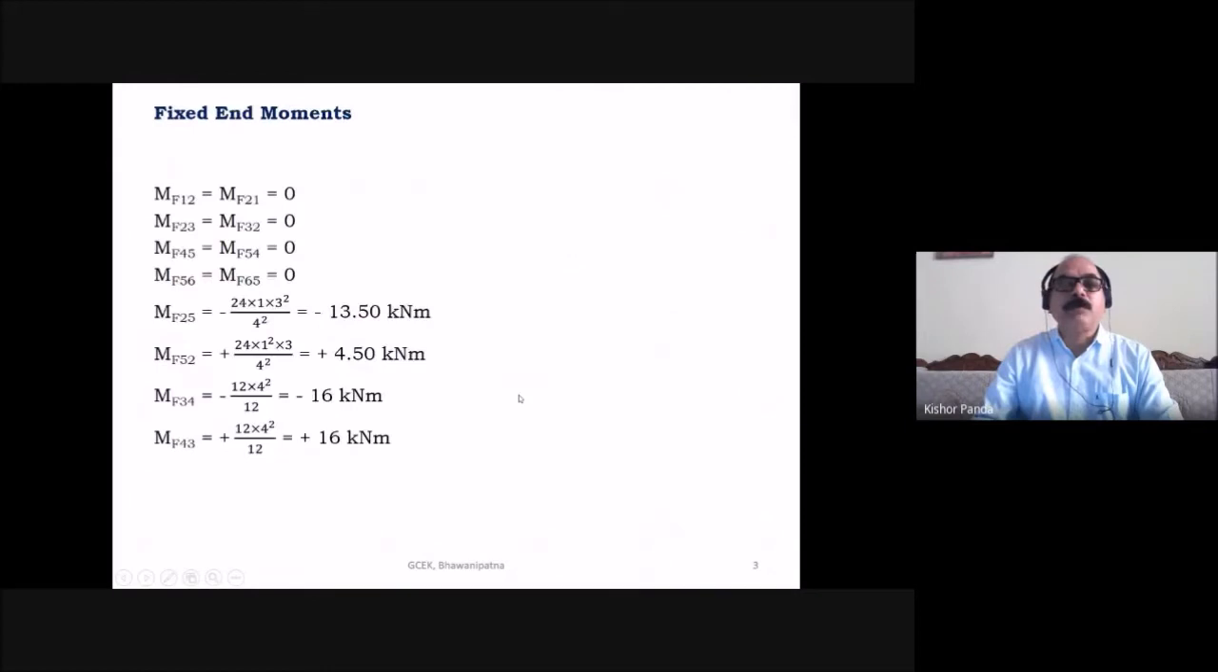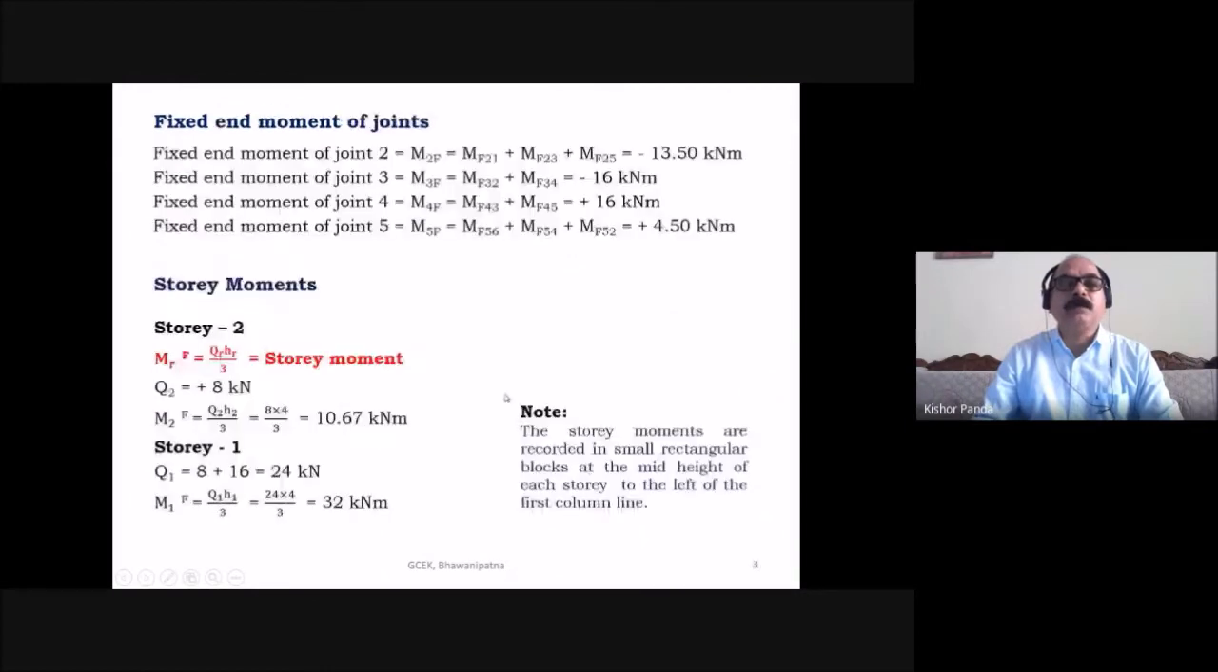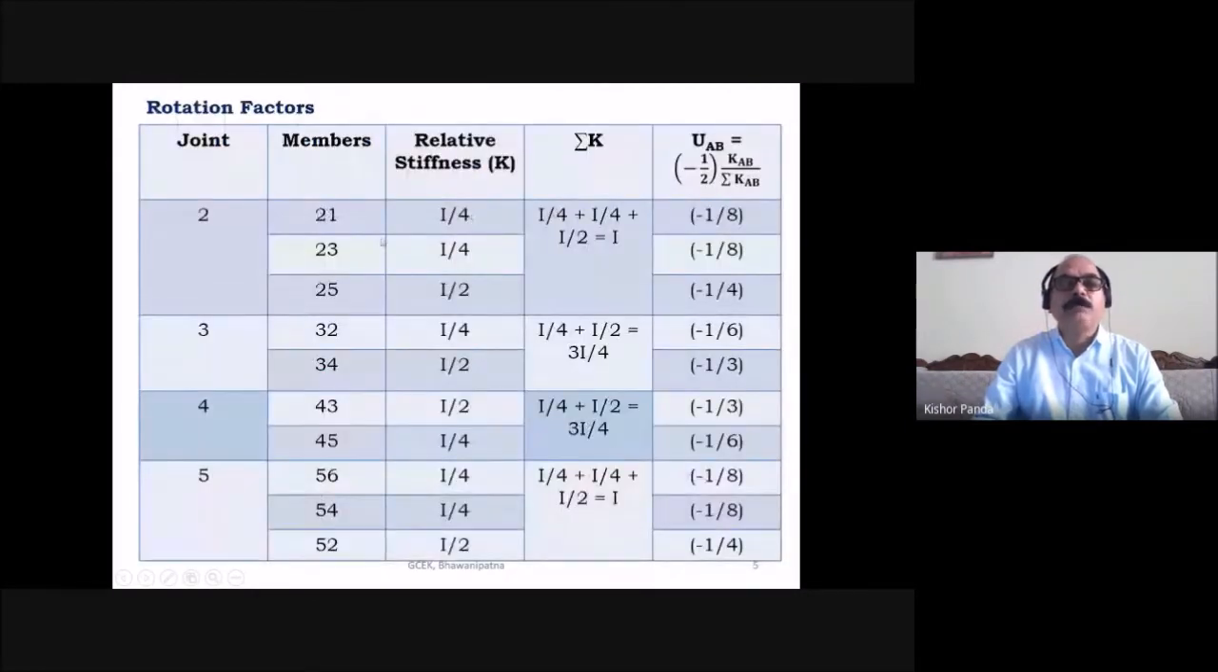So you can find out easily the relative stiffness of the members. For 2-1, I by 4; 2-3, I by 4; 2-5, I by 2; 3-2, I by 4; 3-4, I by 2; 4-3, I by 2; 4-5, I by 4; 5-6, I by 4; 5-4, I by 4; and 5-2, I by 2. Then find out the relative stiffness of joint 2.